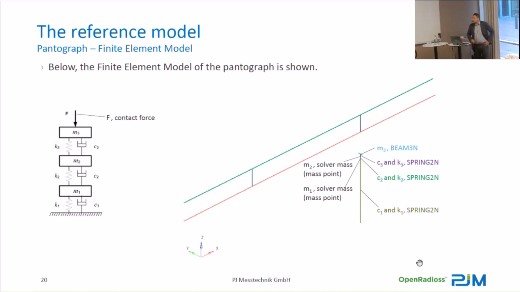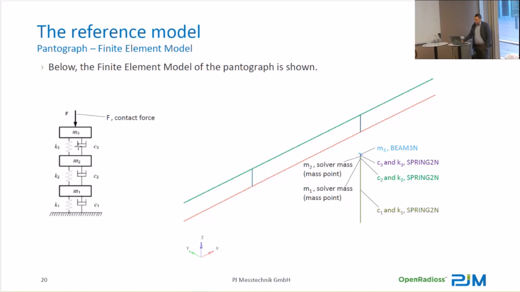How did we implement this in OpenRadioss or HyperMesh? First of all, we said, okay, we want to simulate a contact between the contact wire and the pantograph. So we use also a beam 3 element here for mass number 3. That means this beam just gets a length, a stiffness across sections, and so we came up with the 7.5 kilograms for that one.